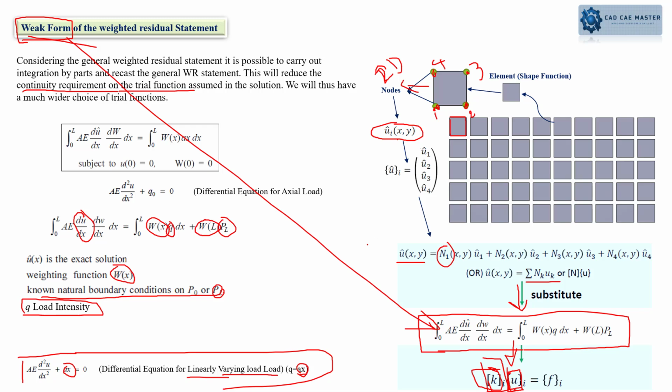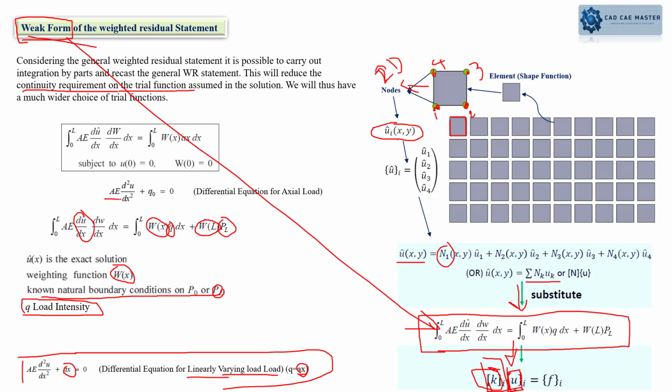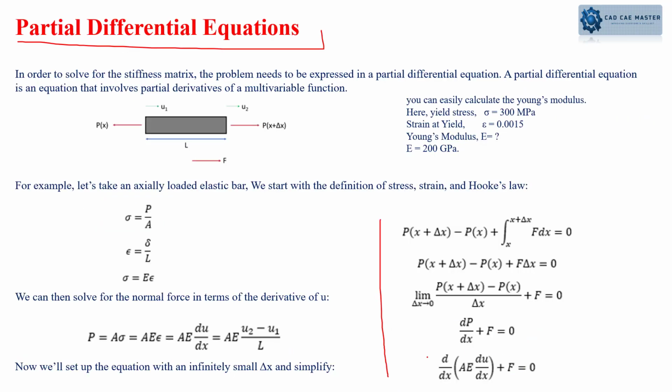Yeah, this is clear. And then next I would like to take you through a simple problem example. So how are we going to derive this equation? We have just seen this one, right? The derivative of this one, that is AE du/dx plus q, which is equal to 0. How are we going to land up with this equation?